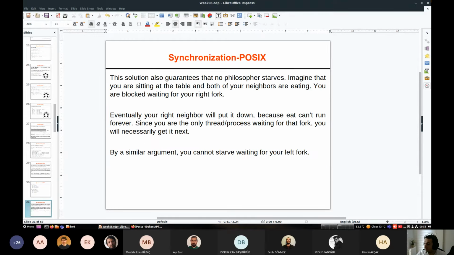Now, this solution also guarantees that no philosopher starves. Imagine that you are sitting at the table and both of your neighbors are eating. You are blocked, waiting for your right fork. Yes? I am sorry, but I couldn't comprehend what the footman does, really. Can you go over it again?